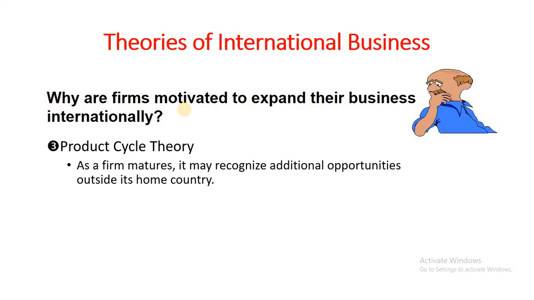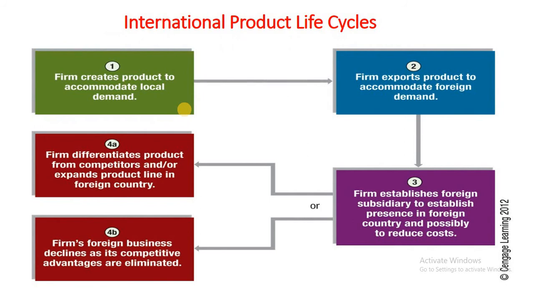And the final theory is product cycle theory. As per this theory, when a firm matures, it may recognize additional opportunities outside its home country. For example, Pran RFL initially started its operation in Bangladesh. Gradually, Pran expanded its business internationally because it recognized that it has international business opportunities.